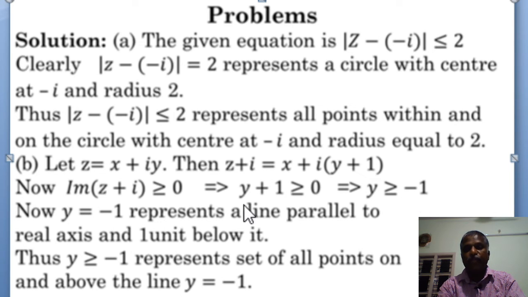So now y is equal to minus 1 represents a straight line parallel to x-axis and one unit below the x-axis. Therefore, the inequality y greater than or equal to minus 1 means it is above the line y equals minus 1. So all the points on and above the line y is equal to minus 1. So these are the locus of the points of the given examples. Let us see some more examples.